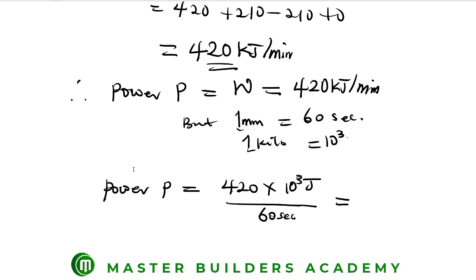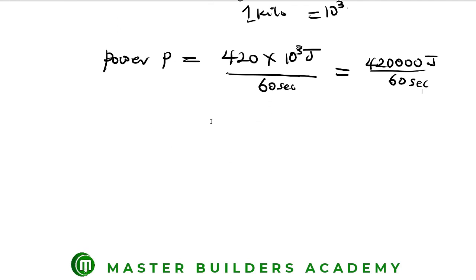So by extension, this is equivalent to 420,000 joule all over 60 sec. Now, when we divide 420,000 joule by 60 seconds, our final answer here, P, at this level becomes 7,000 joules per second. This is where we are now.